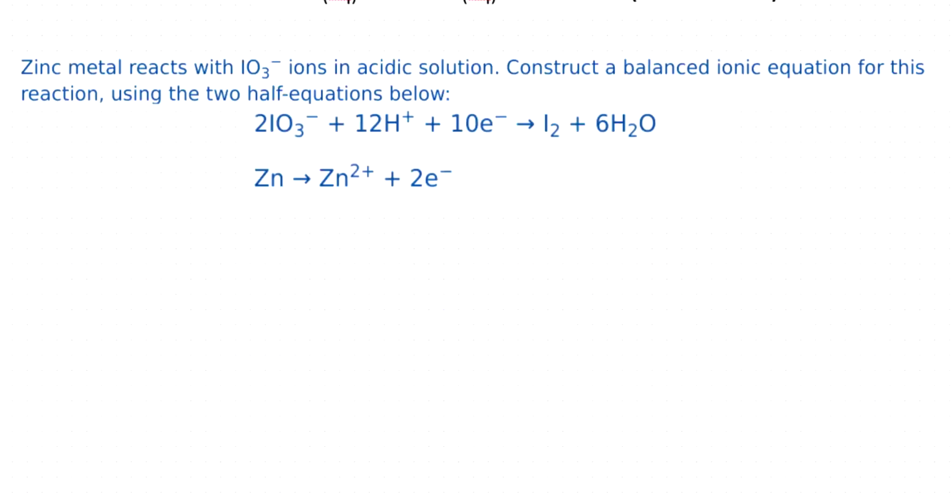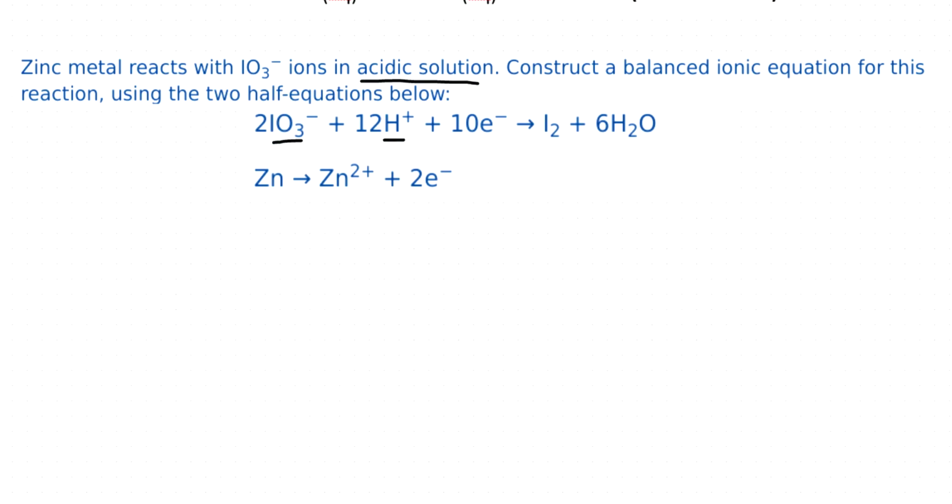Quickly, we'll be looking at a few examples to explain how we can construct a balanced ionic equation from half equations. The first example says zinc metal reacts with iodate ions in acidic solution. Construct a balanced ionic equation for this reaction using the two half equations shown below. So this is the formula of the iodate ion that we have here. And the question says that it is in an acidic solution. So most of the time in chemistry, when we're talking about acidic solution, we represent it with a proton, that is hydrogen ion, as you can see there. And then these are the products that we have here.